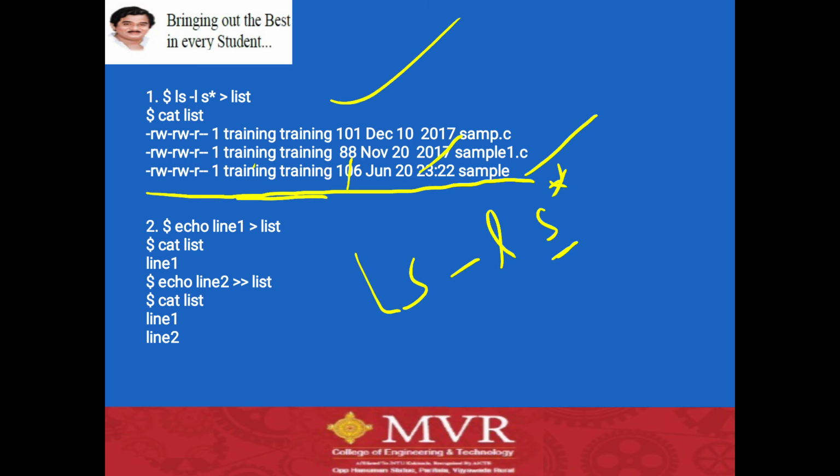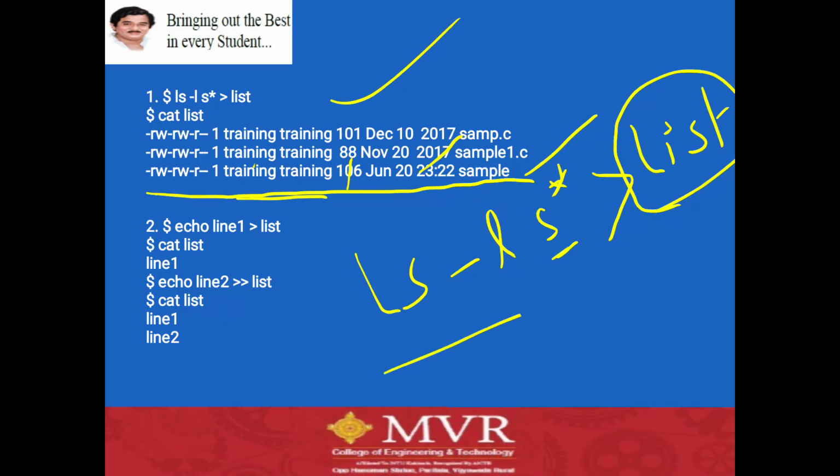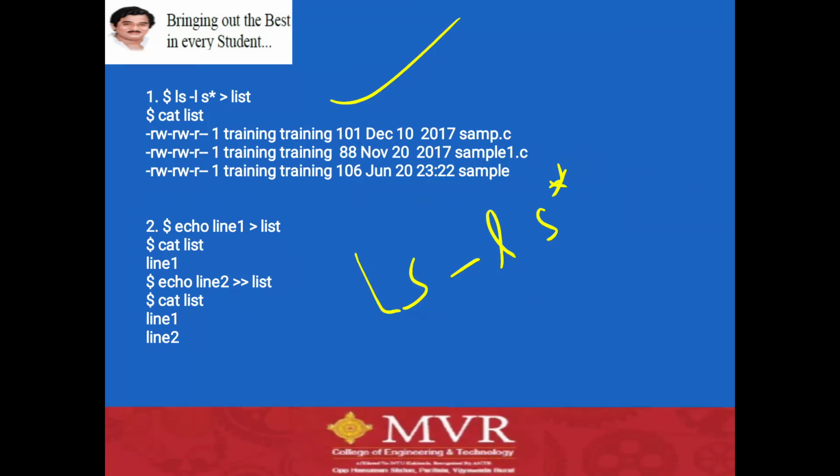Now what I am doing is I am using a greater than symbol, and I am using some file name here. List is the file name. So what happens now is it won't display the contents on the screen. It will store the output in a file known as list. Got it? Generally whenever using this command, it will display all the file names which are starting with s. But what I have done is I have redirected the output to a file known as list. So I have done ls minus l s star greater than symbol list. Now this list file will contain the output of this ls minus l s star.